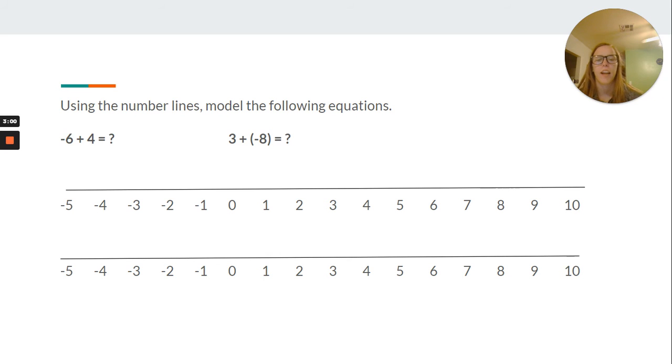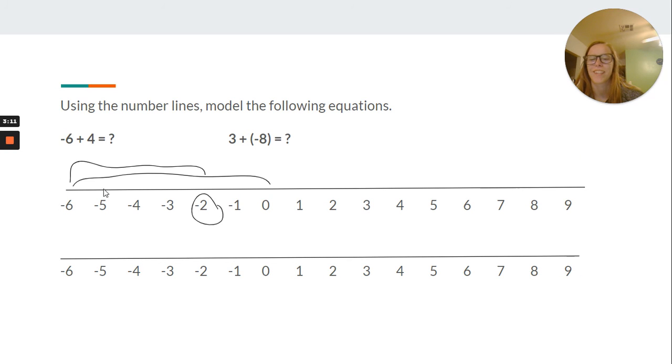So again, as always, we start at 0. So for negative 6 plus 4, we're going to go 0 to a negative 6. That isn't on this number line, but it is on this one. I'm sorry. So we go to negative 6, then we add 4, and we end up with a negative 2.